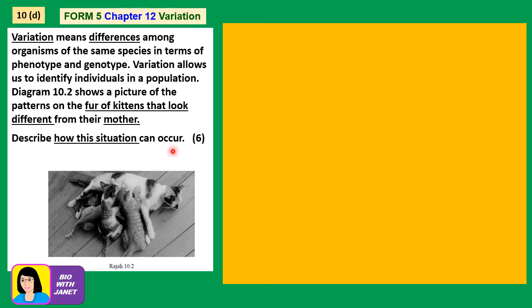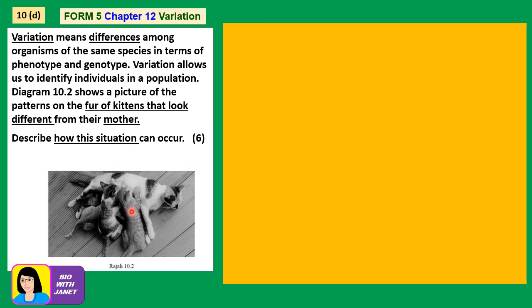6 marks. Okay, so this is a good HOTS question. All right, because you have to apply your knowledge to a new situation. So you can see that the pattern of the fur and even the color of the fur is different from the mother. The mother doesn't have much of the patterns on the body, but the kittens do. So what is the cause of this variation or differences? Right, it is the genetic factor, the genes, because when the kittens are born, they already have this fur pattern that's different from the mother, which is determined by genes.